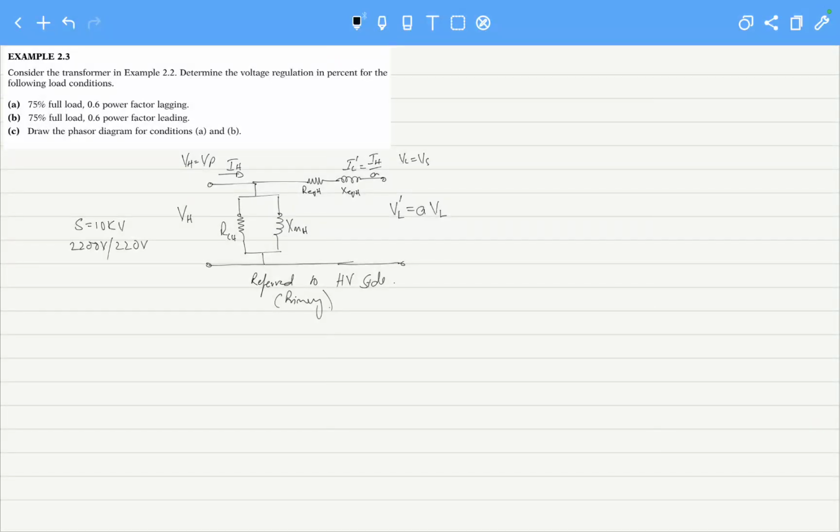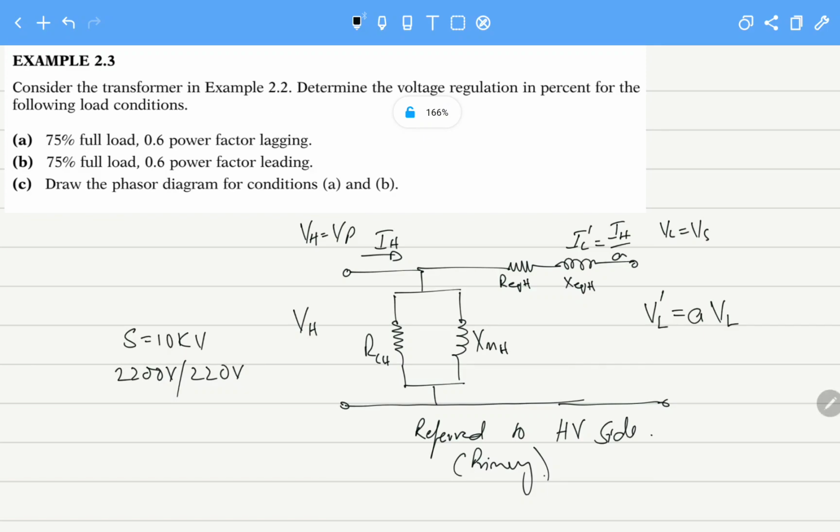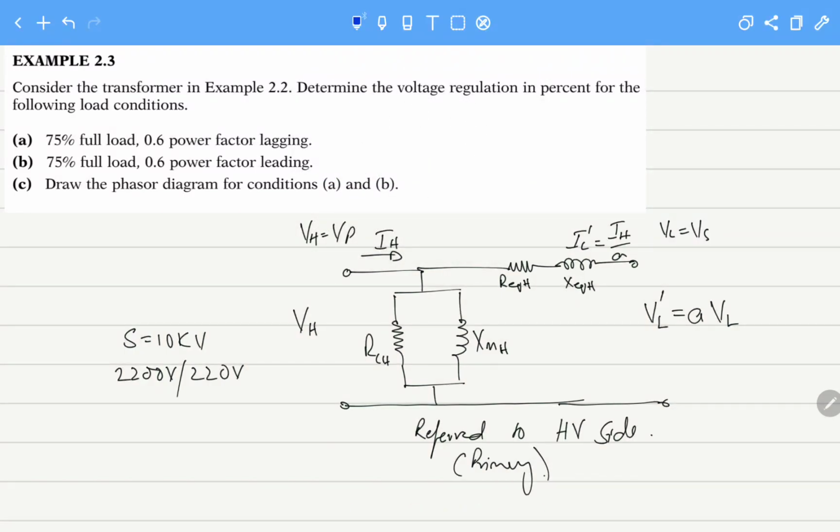Second example, that is example 2.3. It states: consider the transformer in example 2.2, which I have solved in the previous lecture and in the previous video. Determine the voltage regulation in percent for the following load conditions. Our load is not the full load but 75% of the full load. First we have a lagging power factor, then we will have a leading power factor, and we have to draw the phasors.